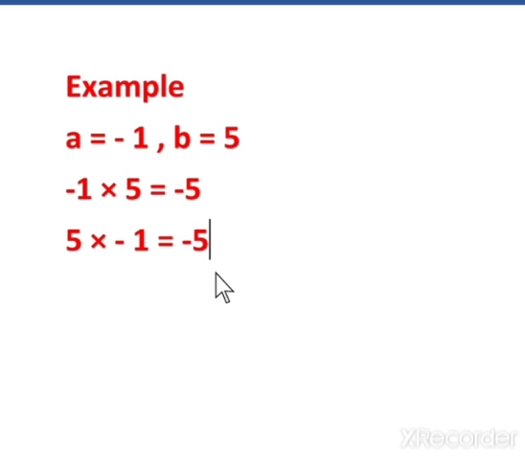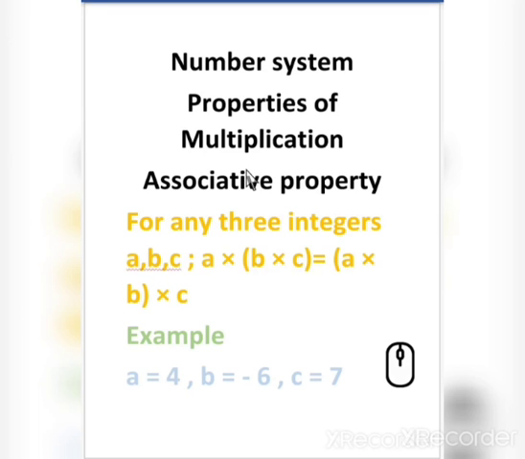Next we are going to see about associative property. Associative property for any three integers a, b, c: a into bracket b into c is equal to a into b into c. If we multiply the integers in any order, then the answer will be the same, that is left hand side is equal to right hand side for associative property. Now we see an example for associative property. The value for a is 4 and value for b is -6 and value for c is 7.